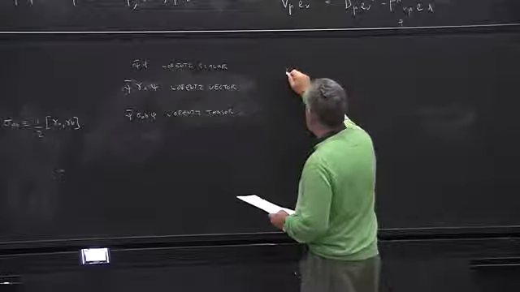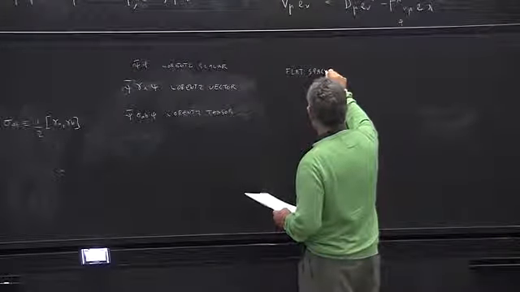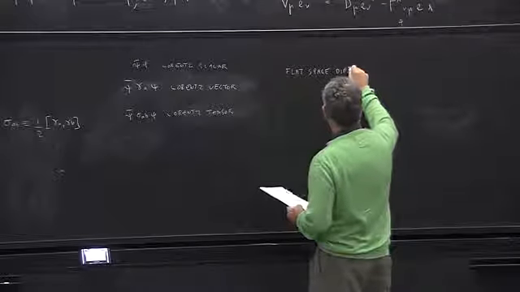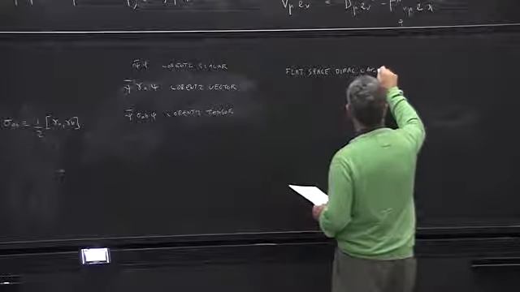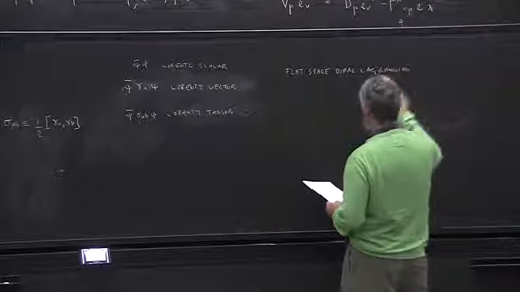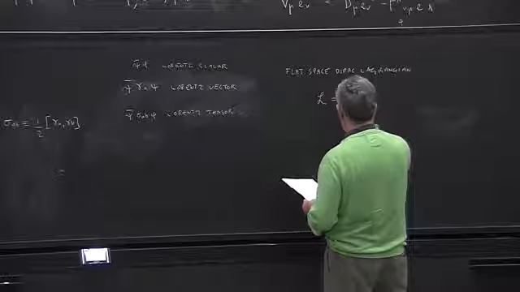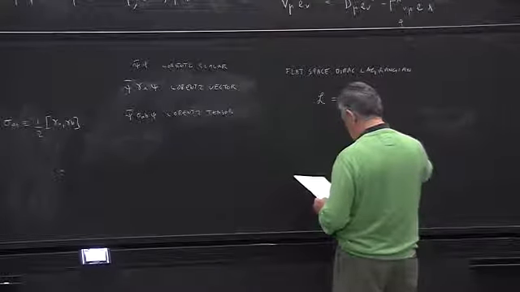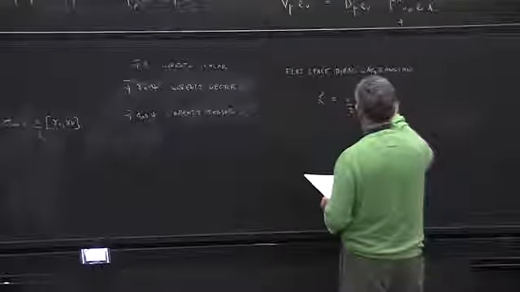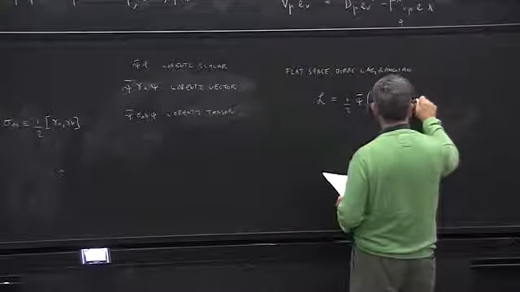So in flat space, the Dirac Lagrangian, which when you vary it gives you the Dirac equation, looks like i/2 psi bar (gamma mu d mu minus m) psi.